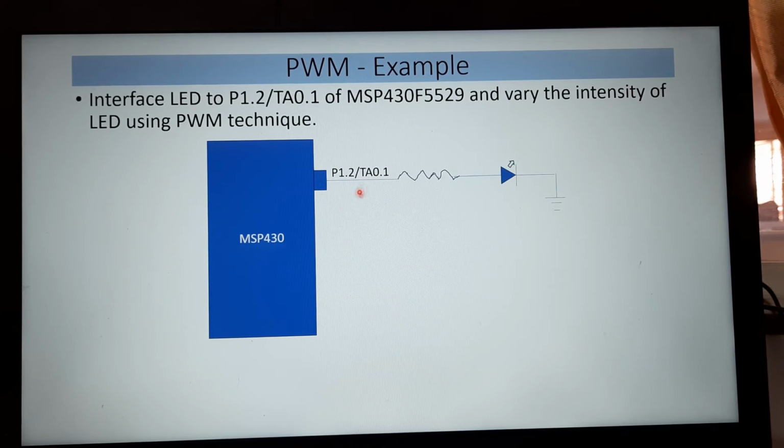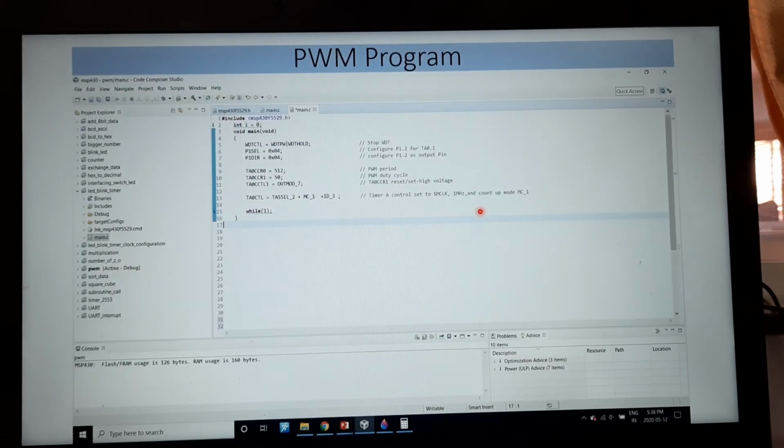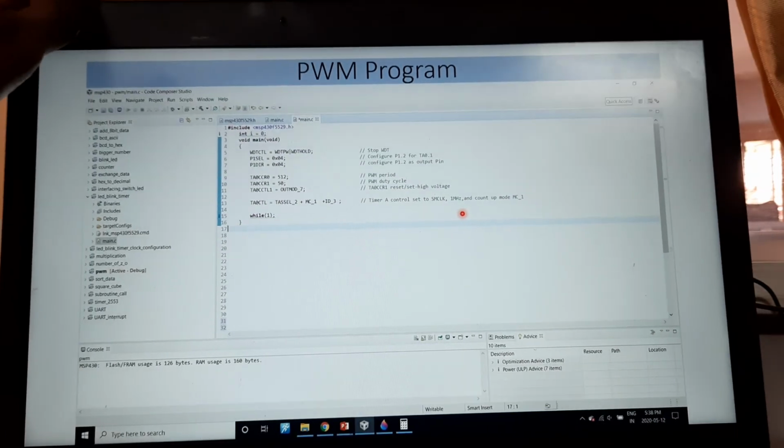intensity. If I increase that to 20%, the brightness increases. If I increase the PWM to 50% duty cycle, the brightness increases even more. So by varying the pulse width modulated waveform, by varying the on time, I can vary the intensity of light from this LED. So this is the program. Let me explain the program.